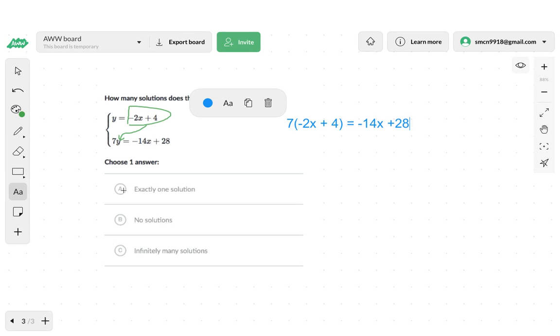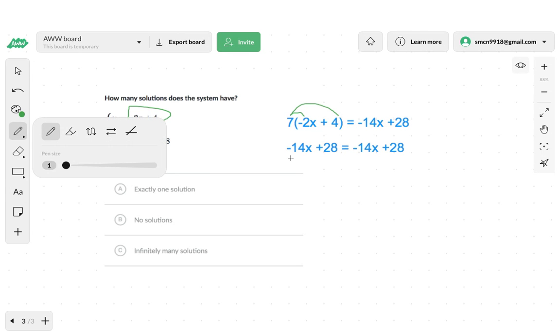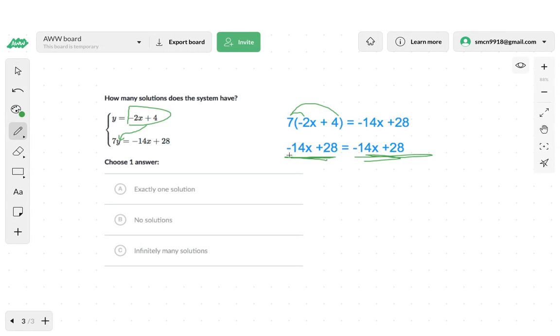plus 28. Okay, I'm going to distribute my 7, and I'm going to get 7 times negative 2x is negative 14x, and then 7 times 4 is 28, equals negative 14x plus 28. Oh, look at that. I don't know if you guys can see. Negative 14x equals negative 14x plus 28. They're exactly the same on either side.